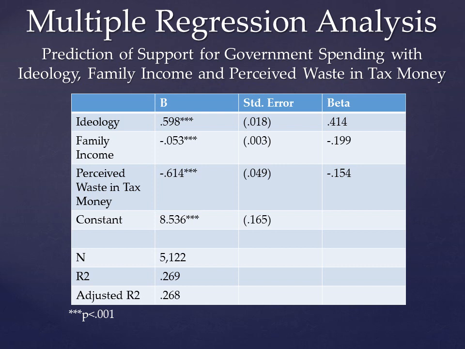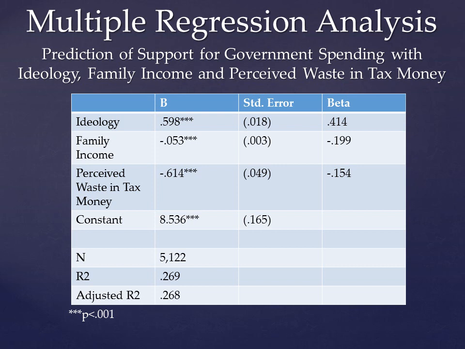The significance of the overall equation is below 0.05, therefore results are unlikely to be due to sampling error. The significance of the individual independent variables is also below 0.05, thus we can be confident that the observed relationship with support for government spending is not due to chance.